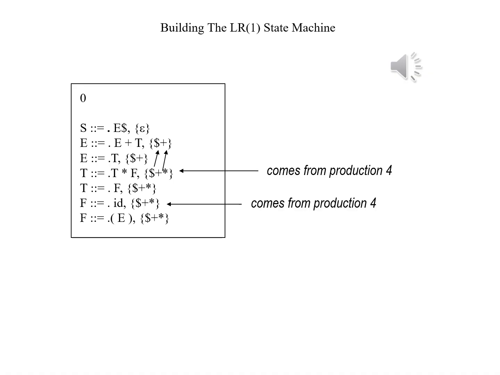Since this includes T derives .F, I will need initial items for F as well. Since F's only appearances on the right-hand side are at the end, I will need to include T's follow set. And in this way, I now have state 0 for the LR1 state machine.